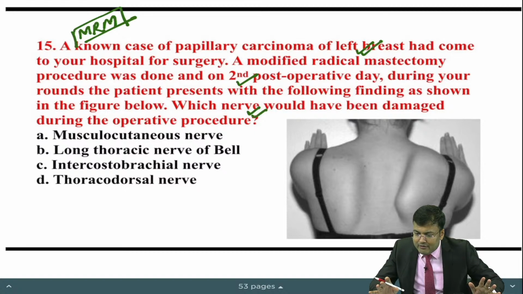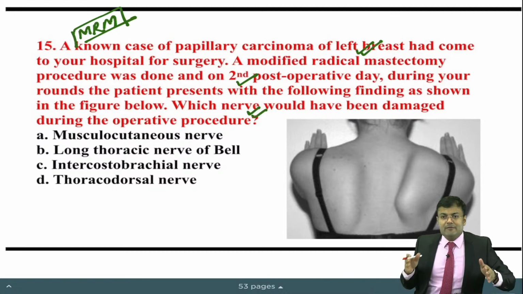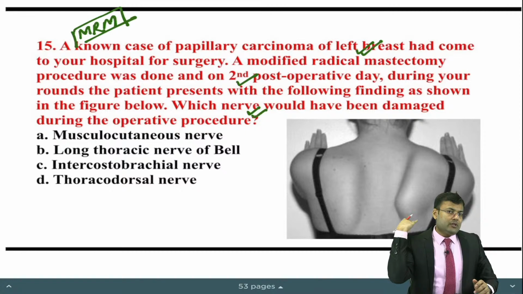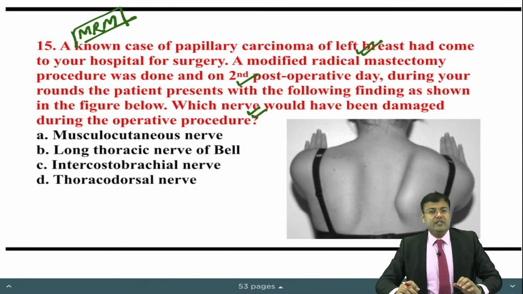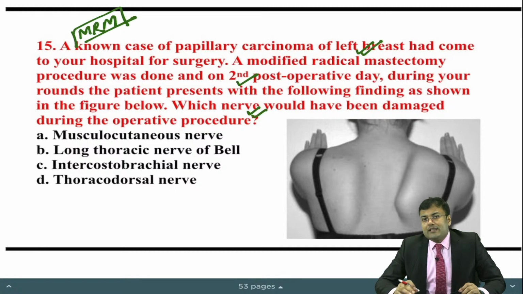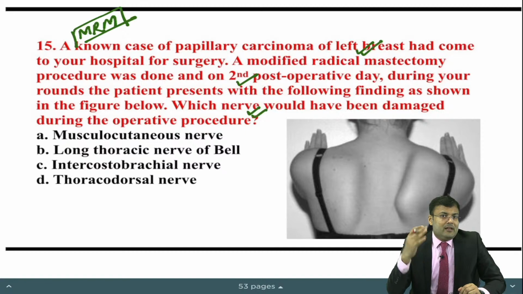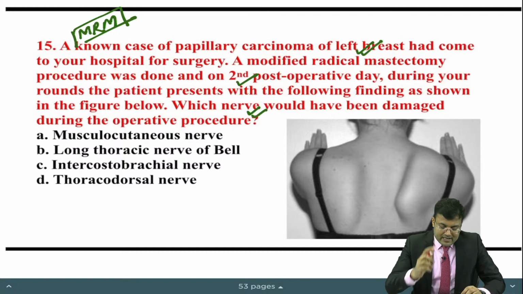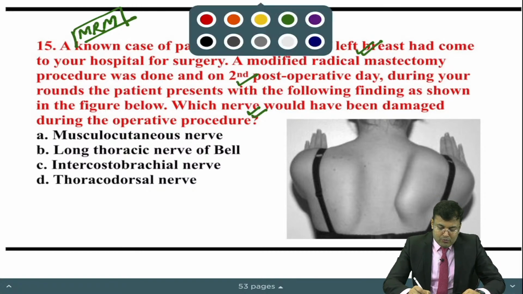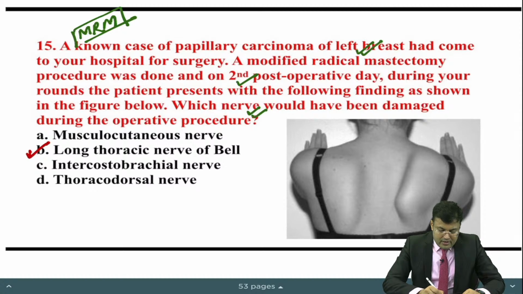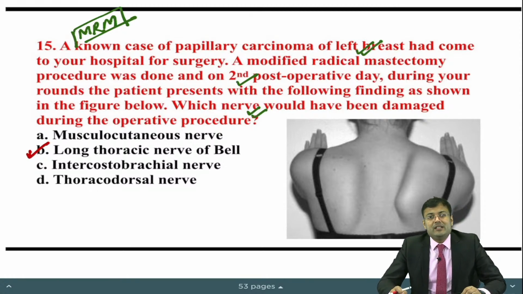Prakash, Mahadev, Arka Chatterjee, this is winging of scapula, and you know that this winging of scapula is because of injury of which particular nerve? Yes, long thoracic nerve. It is also known as Bell's nerve. Tell me, this nerve supplies which muscle? Serratus anterior. Yes, so because of that, what happens? There is winging of scapula. So what is the correct answer for this question? It is B.